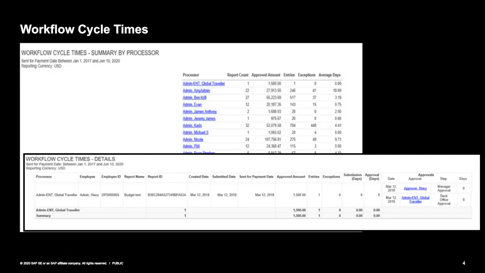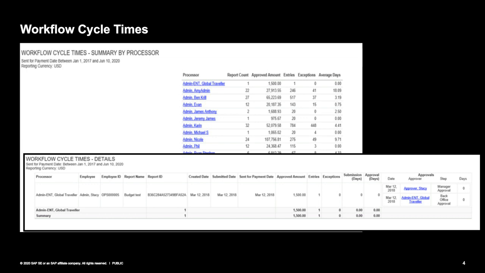Now, I wanted to talk about the detail of the Workflow Cycle Times by Processor report. The first page of this report, if we look here, you're going to see that I ran this report from the sent for payment date range from January of 2017 to 2020. This is a very large date range, but it gives us a lot of data and a lot of information. What it's telling us here is you're going to see information first about the processor. And if you go to the right, you'll see the report count given for that date range that was run.